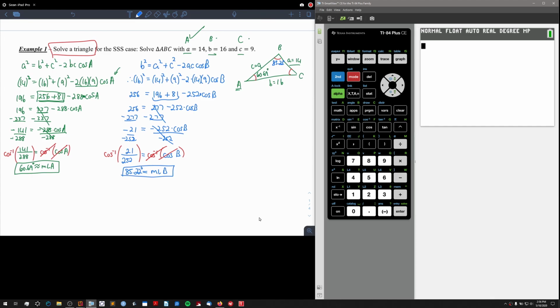And then lastly, find the last thing. So number 3, the third thing I want to find is angle C. I have angle B now. I want angle C. Okay, but that's easy. Measure of angle C is, and just use triangle sum. 180 minus 60.69 minus 85.22. And you have measure of angle C is 34.09 degrees. And box it, and life is good. Okay? You found the missing information.